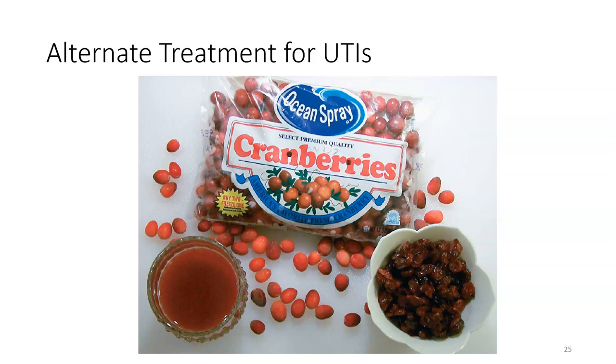You want a true cranberry juice, not a cranberry juice cocktail, which is going to have more sugar in it, which may not be fructose. But cranberries do come in tablet form. So people who don't like the taste of cranberries or cranberry juice can opt for an over-the-counter cranberry nutritional supplement.